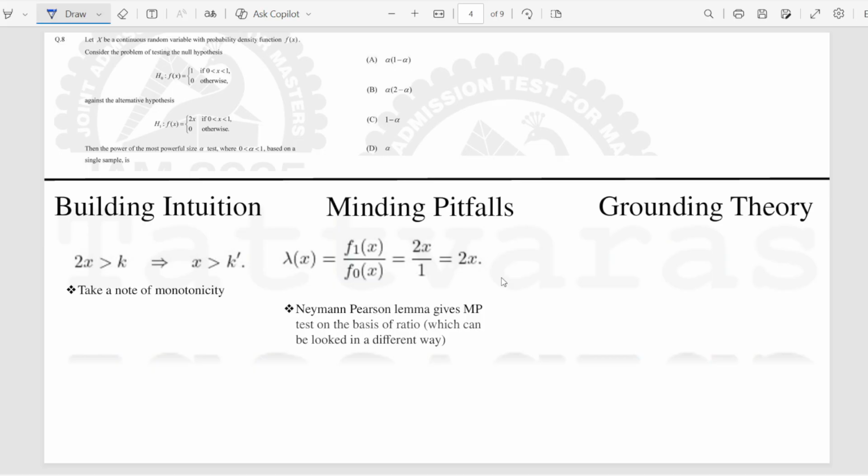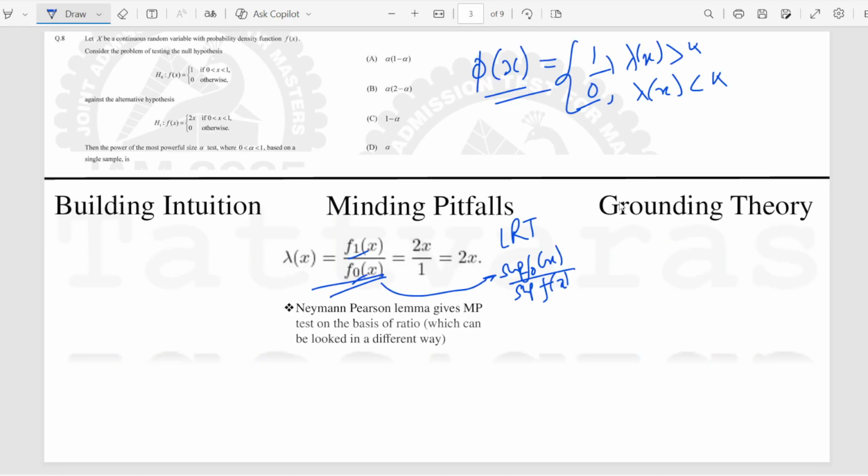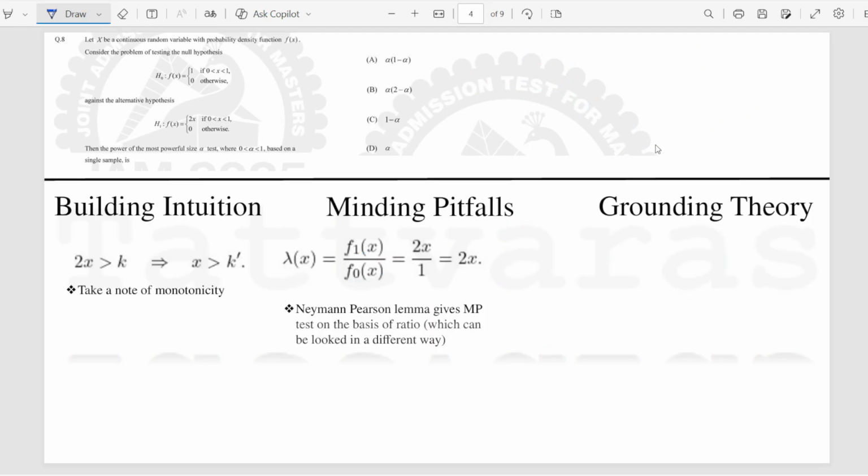Now we are going to get a test of this structure, right? And the intuition is, when we have this lambda x, we try to find an easier representation of this, something like, if we can get lambda x greater than k if and only if it's a function of x, then that simplifies our representation of the test function and makes the computation of size and power also easy. In this case, it's pretty easy.